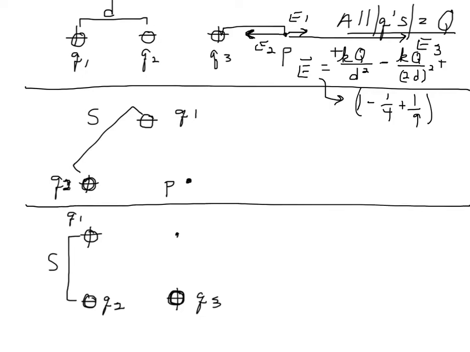So pause the video and draw in all the electric field vectors. I won't tell you how many. Pause the video and create this diagram, draw in the electric field vectors, and then come back. Okay, you're back. So you should have an E2 in this direction. That's the electric field due to charge 2. Positive charge goes away from the charge. And you should have an E1 in this direction.